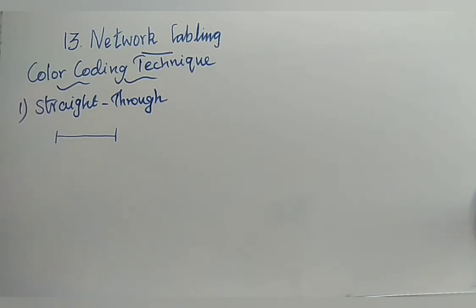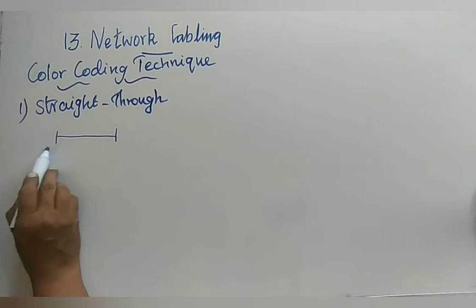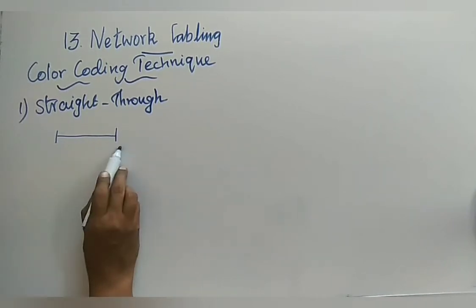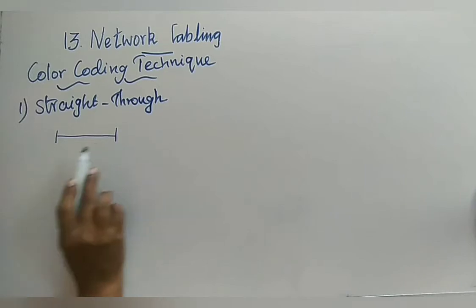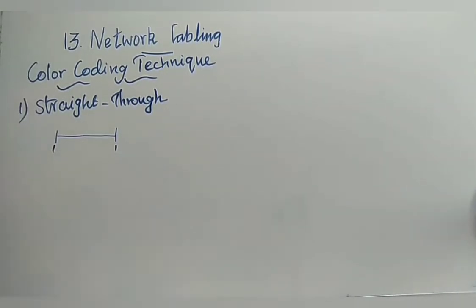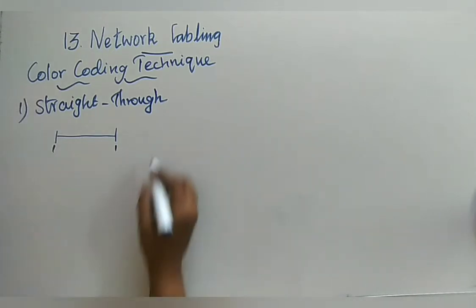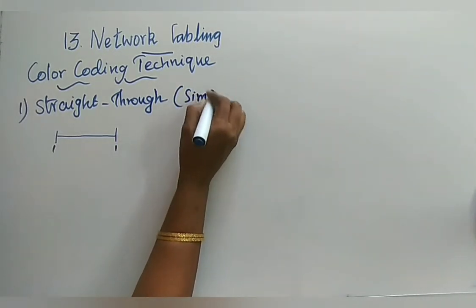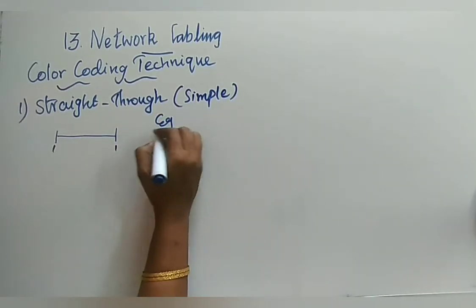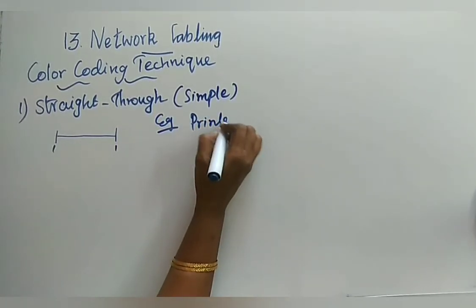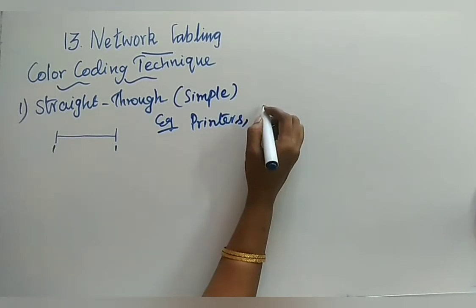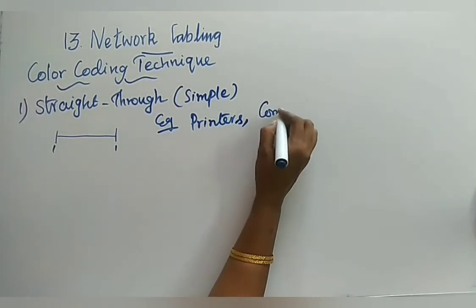Here what is happening is that pin 1 at the first end is connected with pin 1 at the other end. Here also pin 1 is connected with pin 1. So that is straight through. This is a simple physical connection, and it is mainly used for connecting printers, computers and other network interfaces.